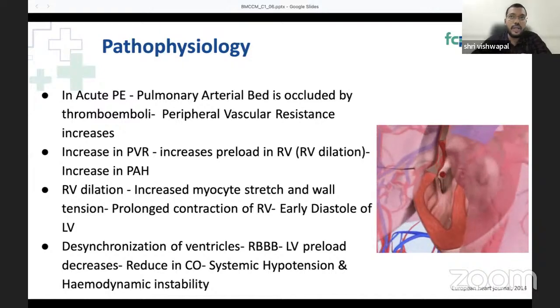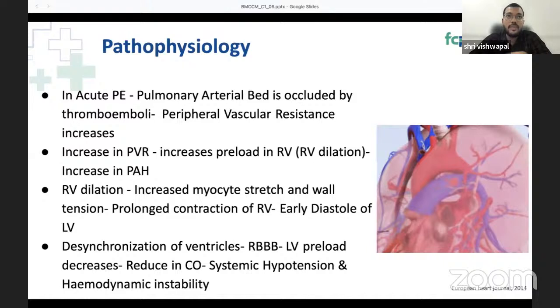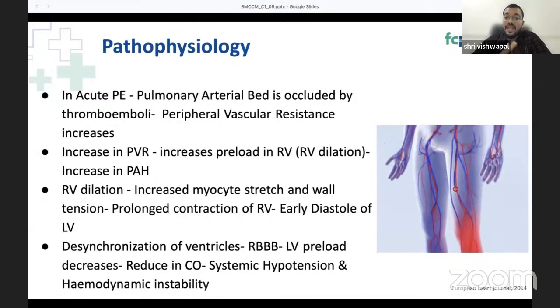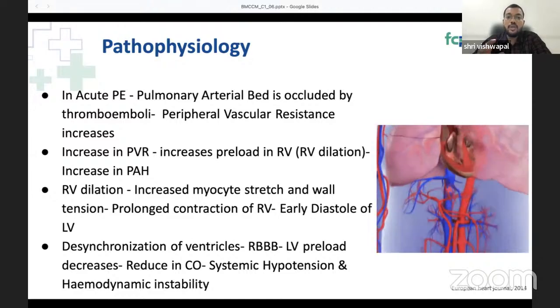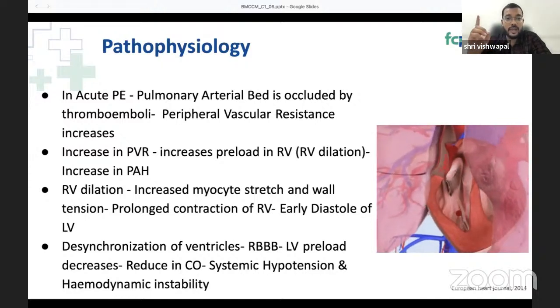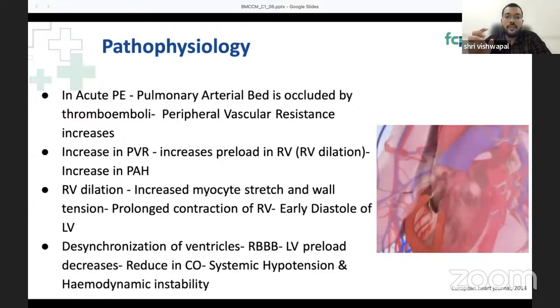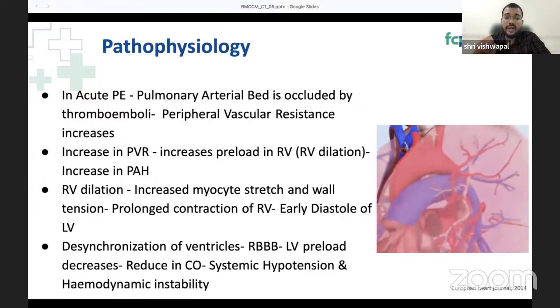So we saw how the thrombus forms and how it becomes an emboli. In acute pulmonary embolism, the pulmonary arterial bed gets occluded by the thromboemboli. Okay, so when the pulmonary arterial bed is occluded, as I said in the cardiology slide, the radius of the blood vessel gets occluded.